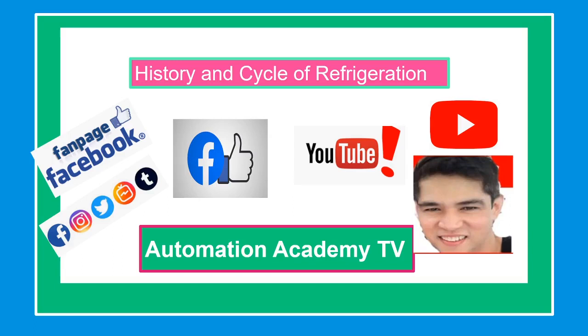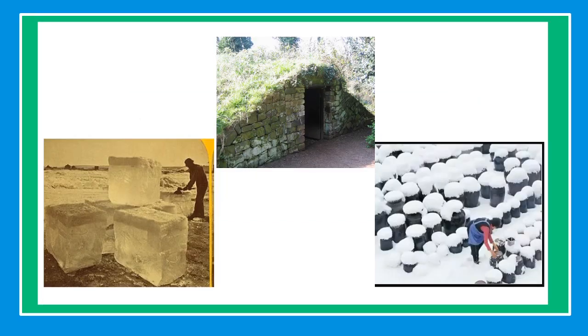Our topic for today is history and cycle of refrigeration. Can you imagine a kitchen without refrigerator or a room without air conditioning? It's hard to believe, right? Now let's get started. Refrigeration is a process of cooling a space or substance below environmental temperature.